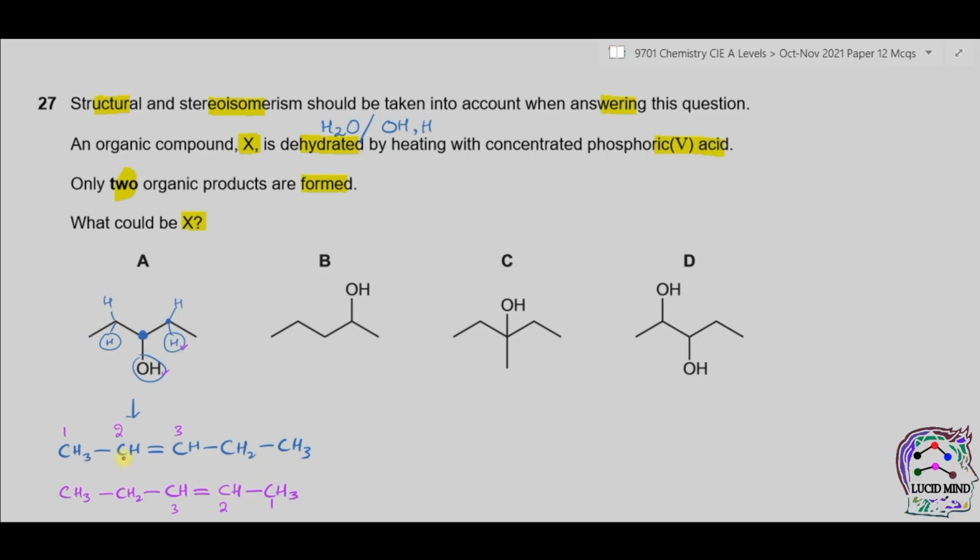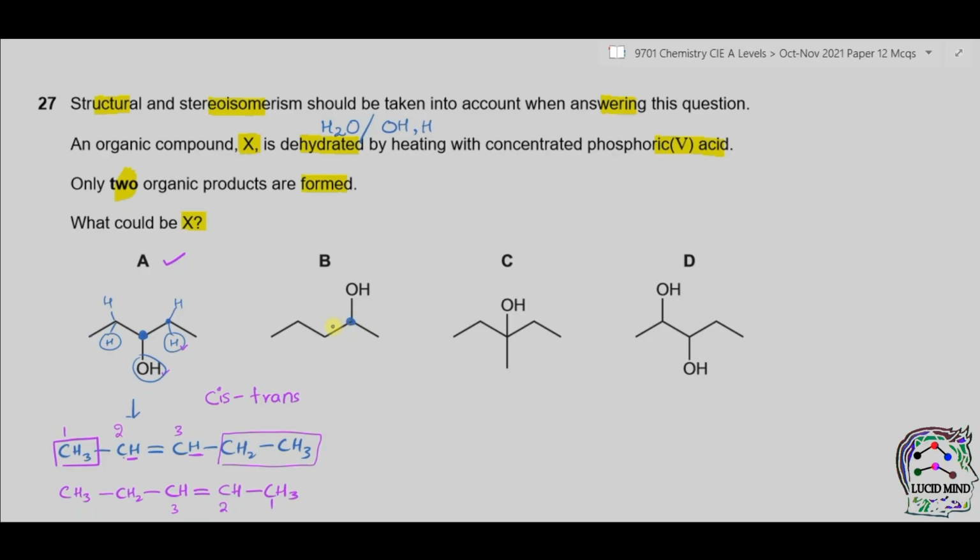As we can see, this carbon atom is bonded to hydrogen, it is also bonded to CH3. Similarly, on this side, this carbon atom is bonded to hydrogen and it is also bonded to CH2CH3. So therefore, one product will be cis and one product will be trans. So two different products are formed upon dehydration of A. So A could be correct.